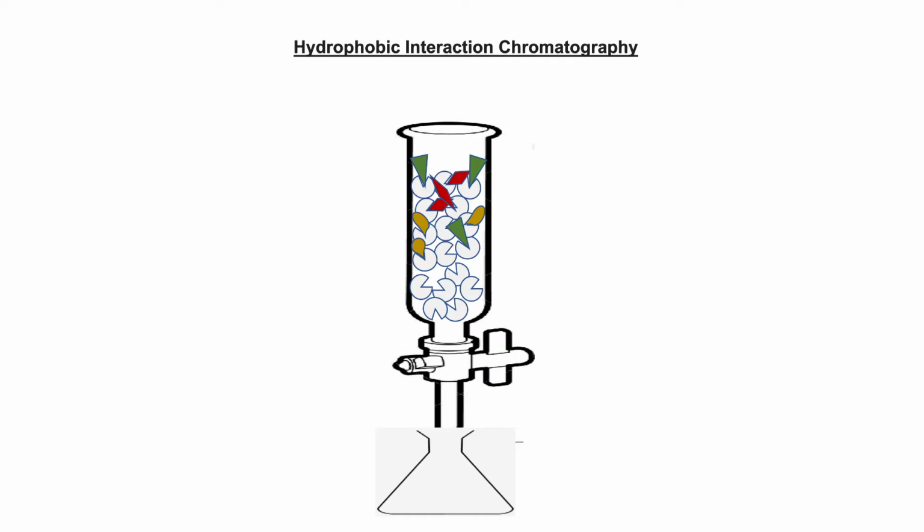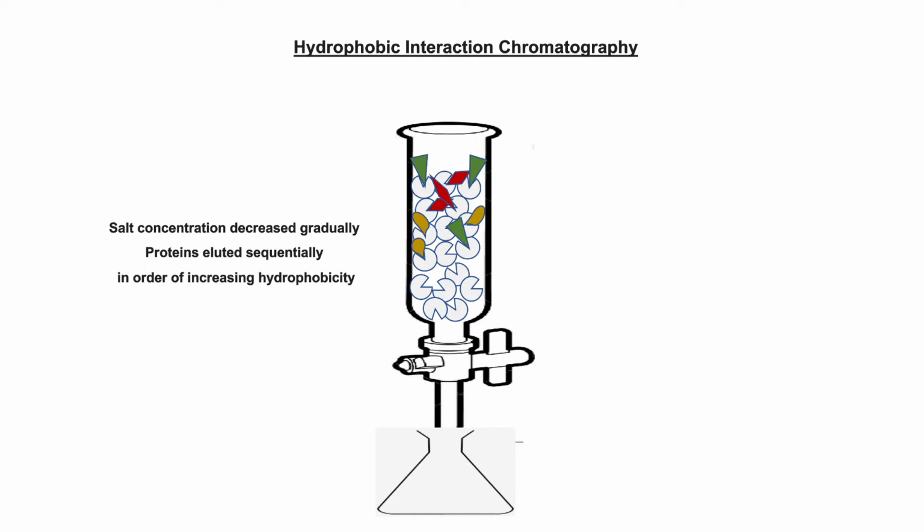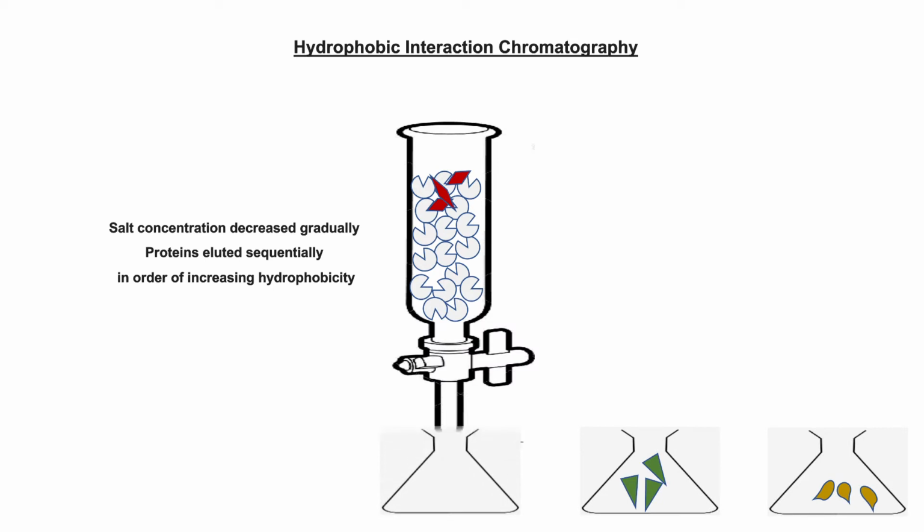Now how are these proteins removed? These proteins are removed from the binding sites by changing the salt concentration. If the salt concentration is decreased gradually, the first protein to be removed will be the one which has the least hydrophobicity. So proteins are eluted sequentially in the order of increasing hydrophobicity. First the least hydrophobic, then more hydrophobic, and then the most hydrophobic protein, because the salt concentration is decreased gradually. So that is one way of eluting the proteins on the basis of their hydrophobicity.